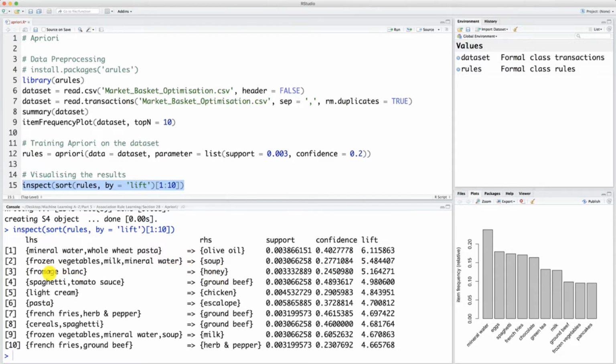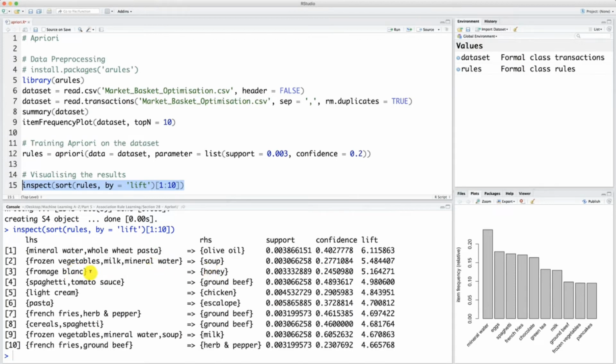Fromage blanc with honey. So fromage blanc, for those of you who don't know, is kind of like cottage cheese. I invite you to look at Wikipedia. But anyway, this goes very well with honey. In a lot of French restaurants, you will find fromage blanc with honey on the dessert menu, but people also make this at home. So that's a very good association rule. Even if fromage blanc is very different from honey, these two products associate very well.